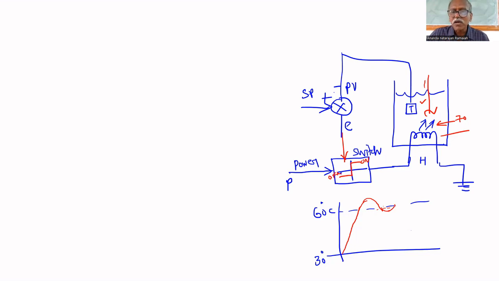Then again, the error becomes positive. That's why it is turned on again. So it will be like this. It is wandering around the set point, but the overshoot is more than the undershoot.